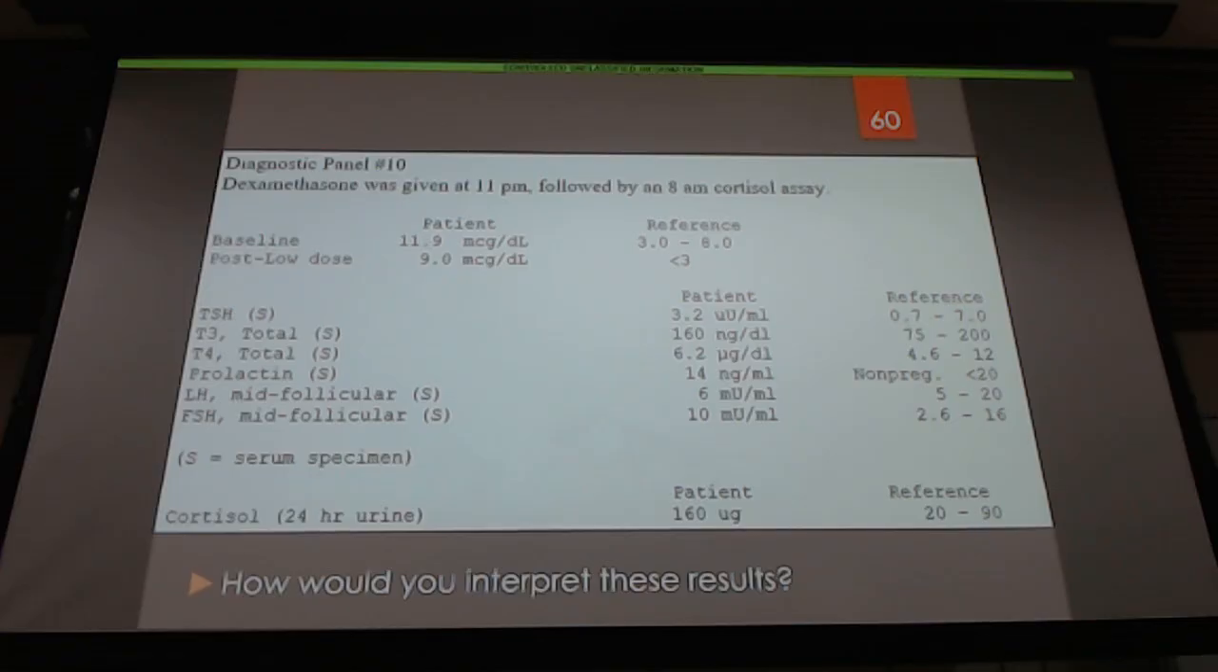Dexamethasone was given at 11, followed by an early morning cortisol. Why do we order cortisol in the morning? High or no? Yeah. So how do you interpret this?